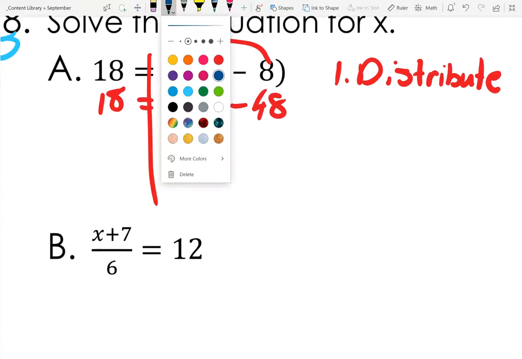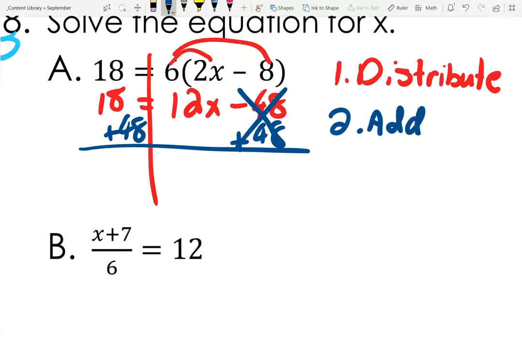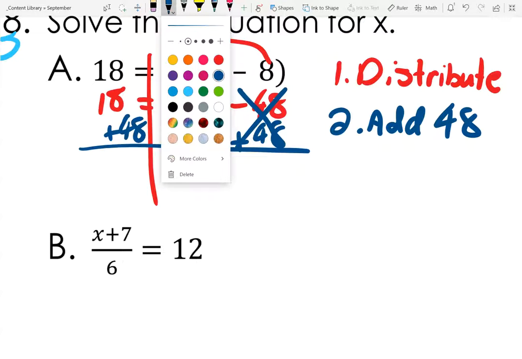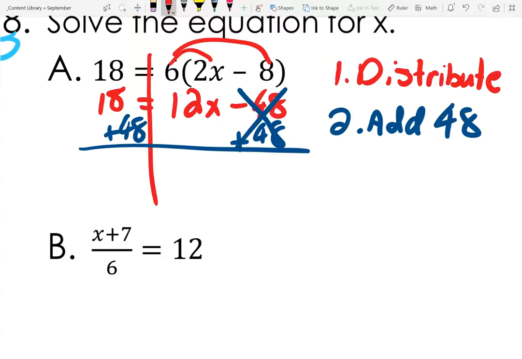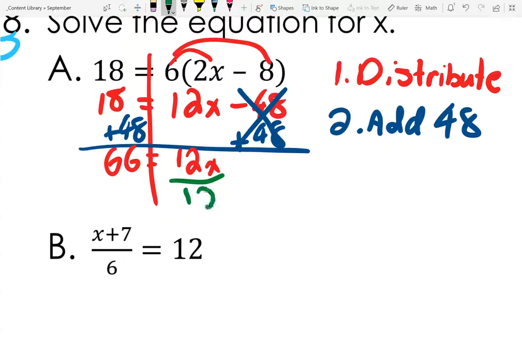Step 2, I'm going to add 48. I'm going to get rid of the 48 by adding the 48 to the other side. So that's step 2. Add 48. That's going to leave me 18 plus 48 is going to be 66. And then I'll just bring down the 12x because the 48's gone on that side. So now I just need to divide by that 12. Dividing by 12 will get rid of that 12. It'll cancel that 12 out.